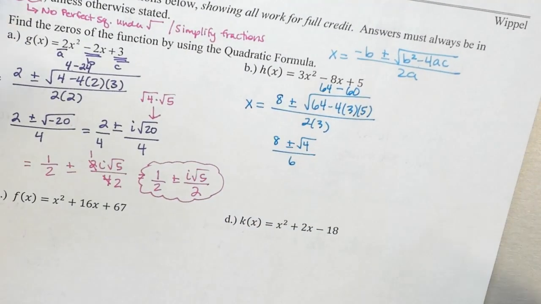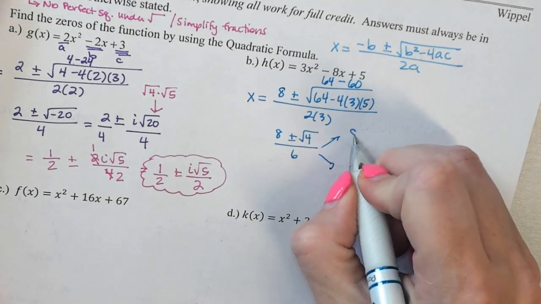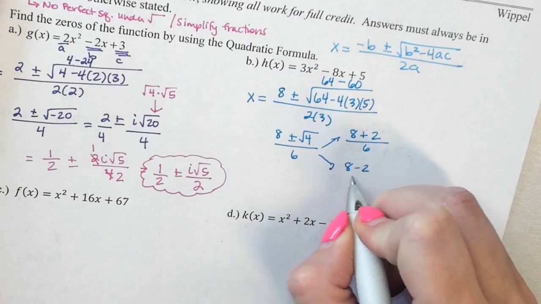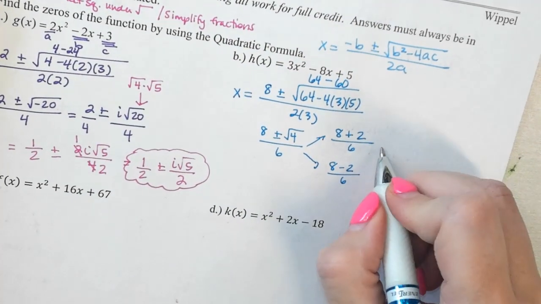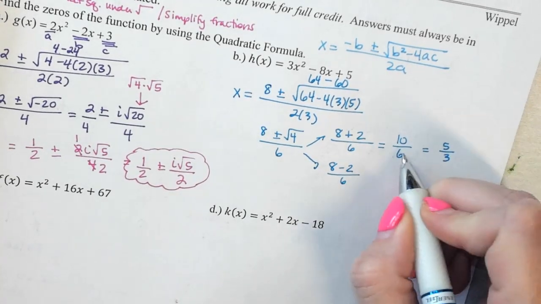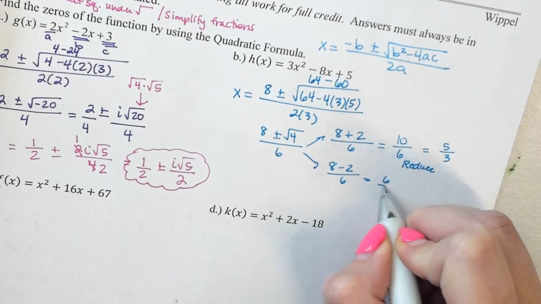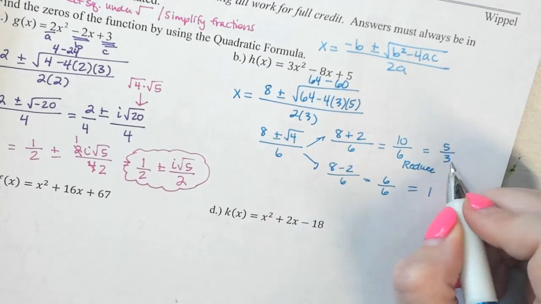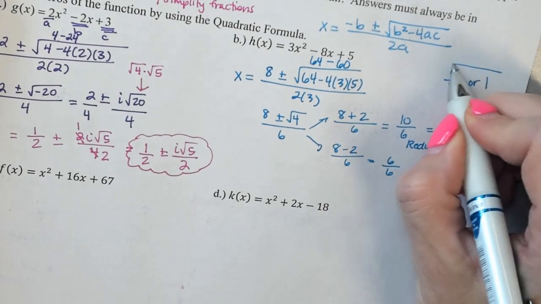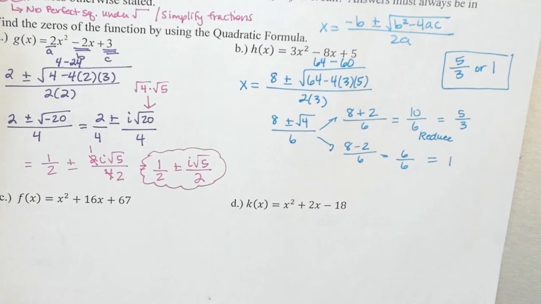What is the square root of 4? 2. So if it's a whole number, then you can write this as 8 plus 2 divided by 6 and 8 minus 2 divided by 6. So 10 over 6 reduces to 5/3. Make sure you reduce. 6 over 6 also reduces to 1. So it's 5/3 or 1. If you have a perfect square, you are going to have to write out the numbers there.